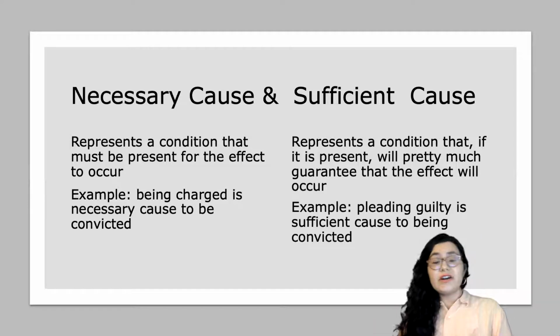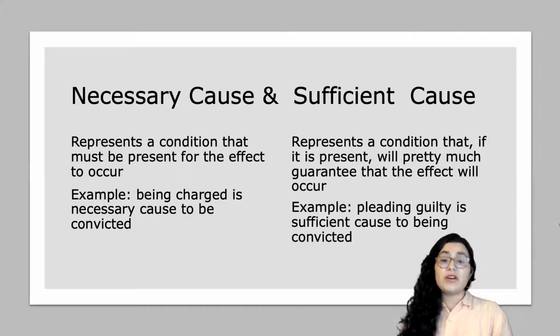There's necessary cause and then there's sufficient cause. Necessary cause represents a condition that must be present for the effect to occur. An example is that being charged is a necessary cause to be convicted. You can't be convicted unless you're charged. Sufficient cause represents a condition that if it is present will pretty much guarantee that the effect will occur. So pleading guilty is sufficient cause for being convicted. We know that if someone pleads guilty, there's not going to be any other intervention except that they're going to be convicted. So these are different types of causes.